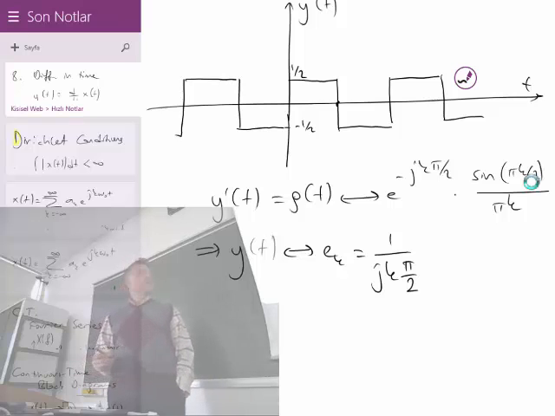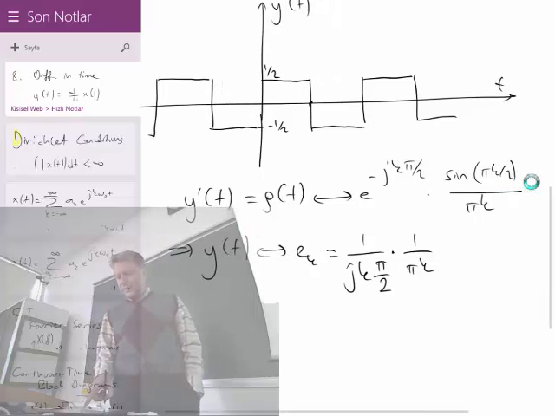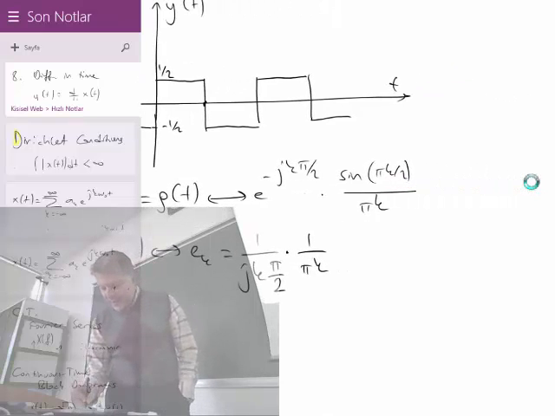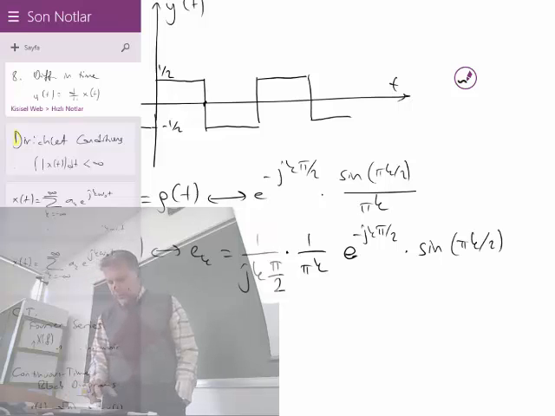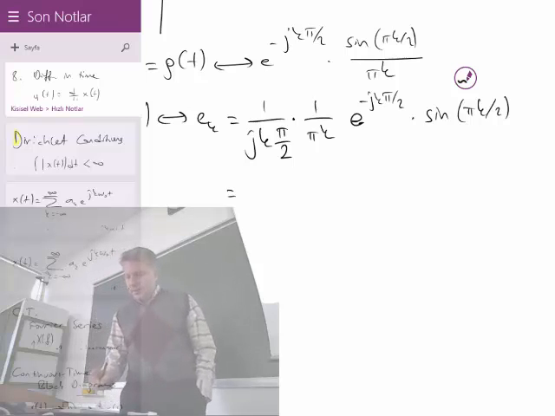2 pi over 4, in other words, the period is 4. So jk pi over 2 times 1 over pi k. I'm going to write the denominator of this, the extra terms right now. E to the minus jk pi over 2 times sine pi k over 2. Let's try to simplify that.